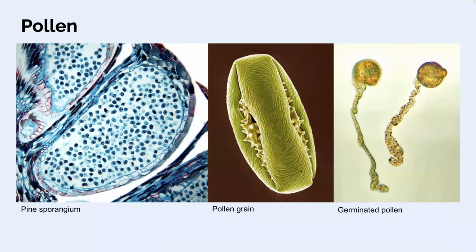Not much more to add here, just showing you pollen in a few different organisms. This is pine, where this sac has a whole bunch of different pollen grains inside. This would be basically the same kind of structure that we have in an anther of a flower, where there's a chamber that produces and distributes lots of pollen grains.